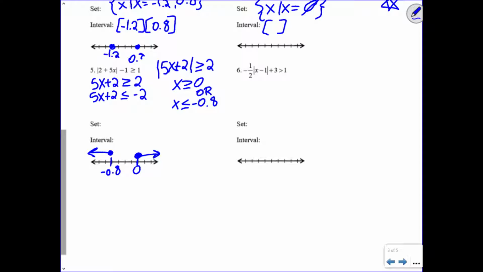Alright, let's do the set notation. The set notation is really easy. If you have written this already, you literally just write it down again. So you're just going to say x is greater than or equal to 0 or x is less than or equal to negative 0.8. Just write what you have for your answer all over again.